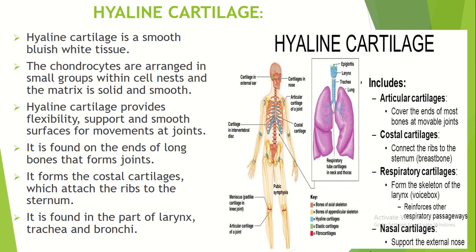In this picture you can see the red colored ones are the fibrocartilage. The intervertebral discs contain the fibrocartilage. The pubic symphysis, there we can see it, and the knee joint we saw, no? There we can find this fibrocartilage.